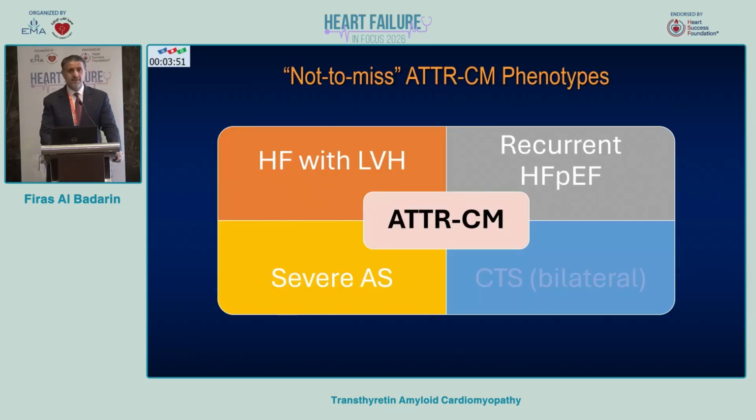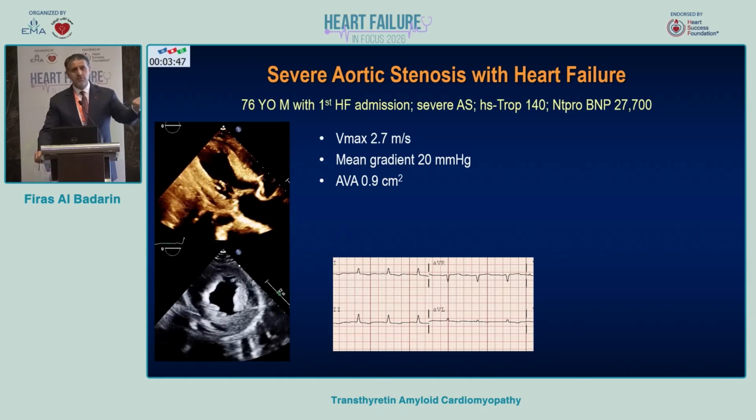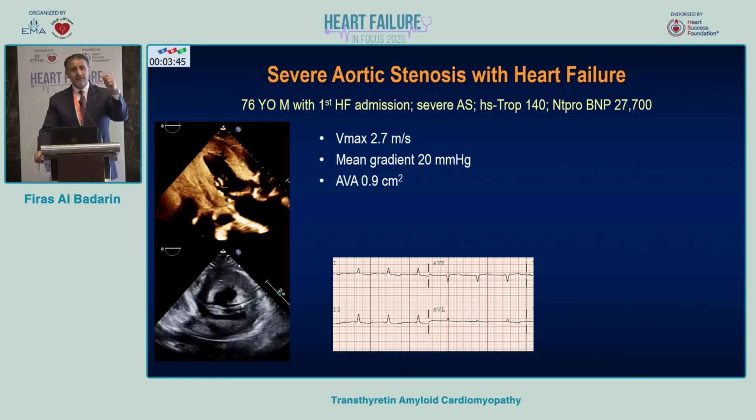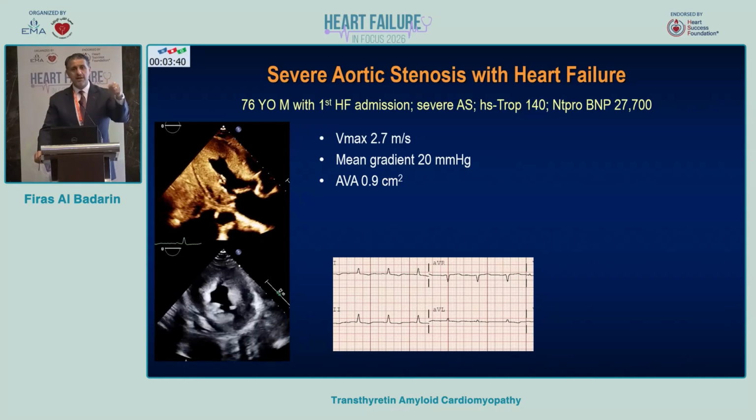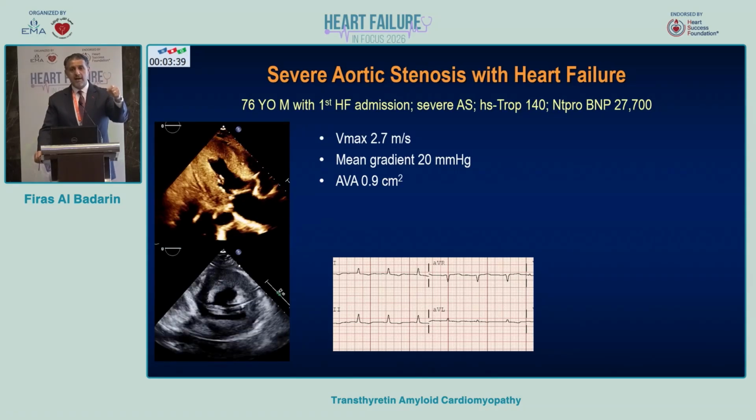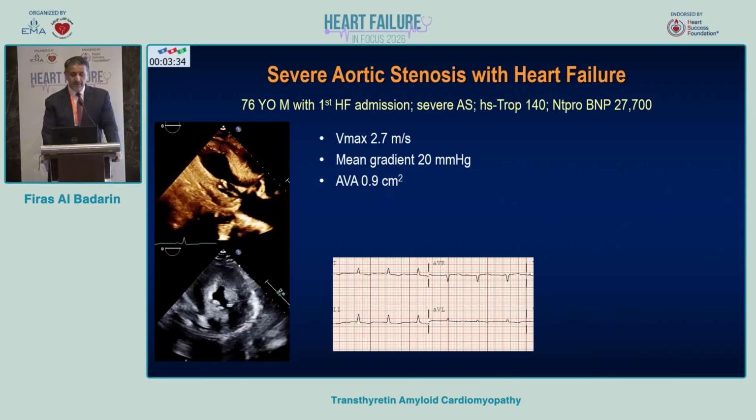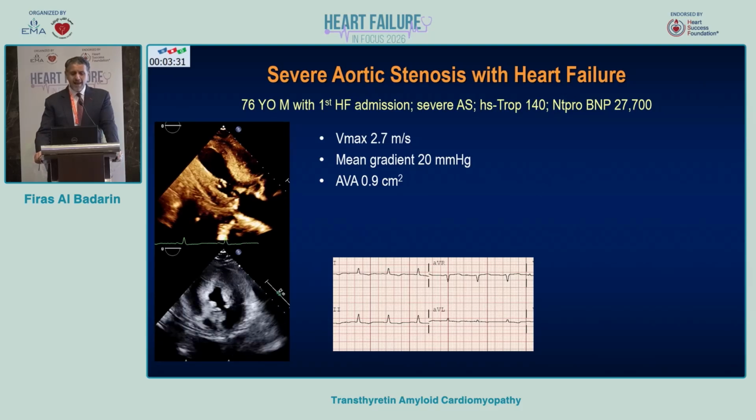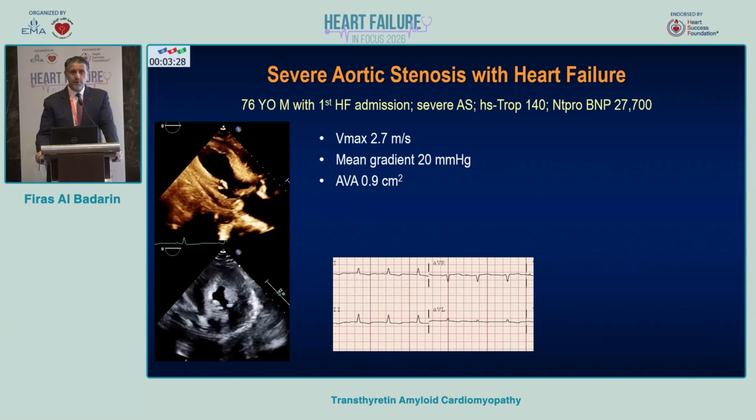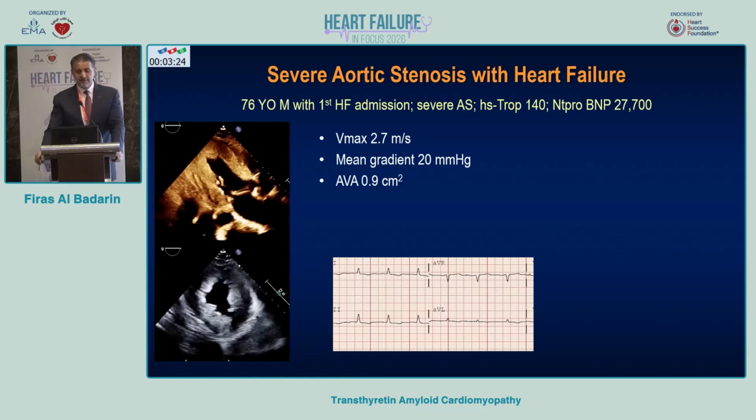The third one is patients with severe aortic stenosis. Not every patient with aortic stenosis has cardiac amyloidosis, but it is worth a while to think about cardiac amyloid and screen these patients. Not all of them, you have to find enough red flags. This is a patient that came to our center for TAVR, and it turned out that they have the low flow, low gradient variety. That is a red flag and that warrants further investigation.